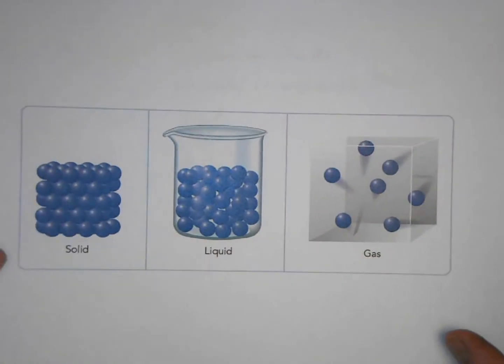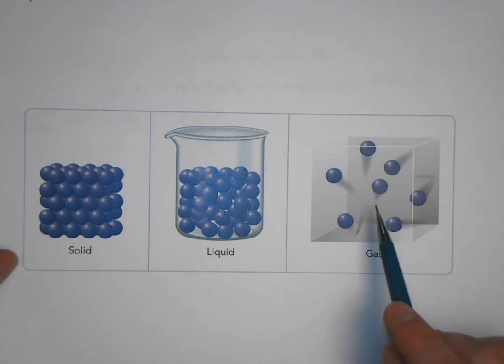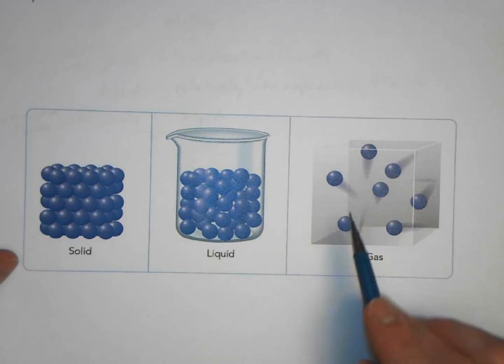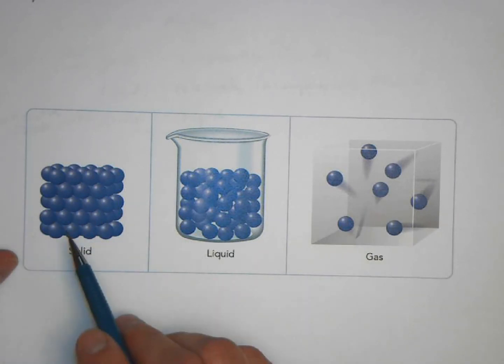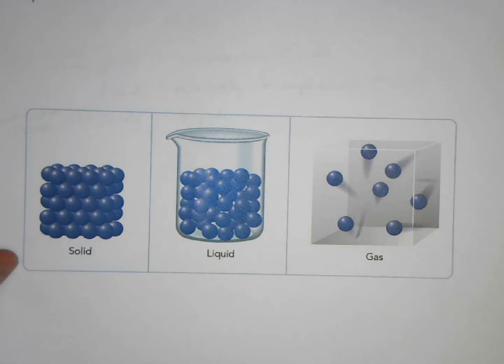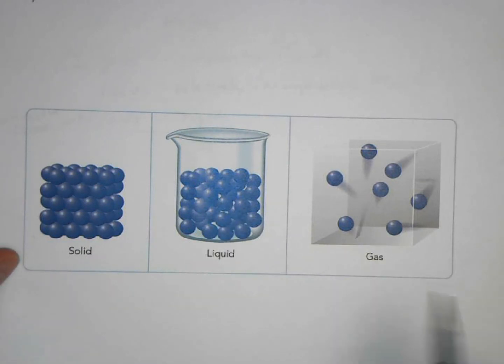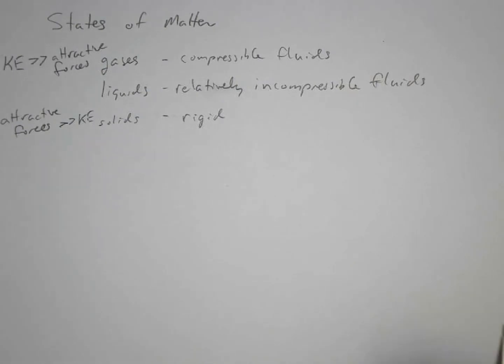Here's an image from your textbook, figure 11.2. Gases have a lot more space between them, of course. That's what makes them compressible. In liquids the molecules are closer together. The kinetic energies of gases is very high. The kinetic energies of solids is relatively lower. In solids, the attractive forces between the particles is greater than the kinetic energy of the particles. Liquids are in the middle. Liquids are somewhat compressible.